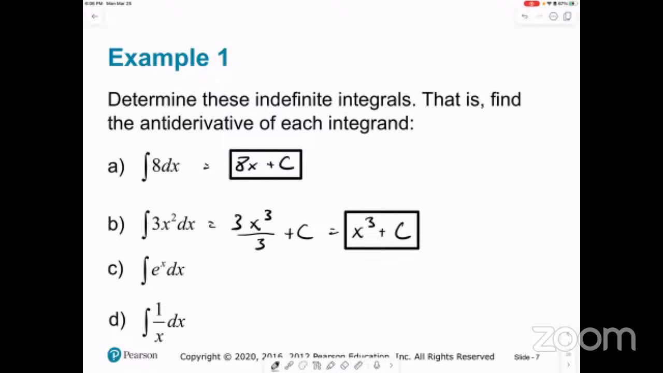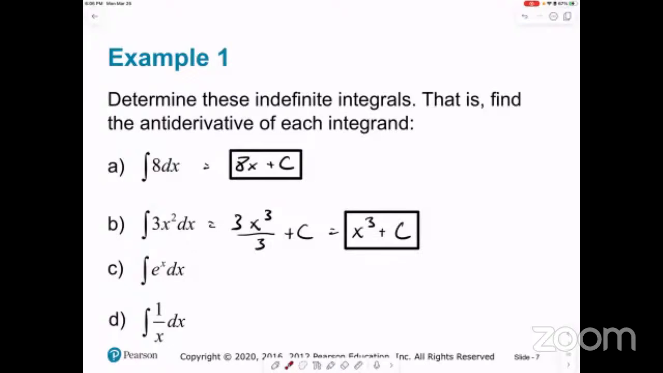Okay. And again, with these, whenever you get an answer, you just check by taking the derivative. The derivative of this is just 8 dx. The derivative of a constant is 0, so we're in the clear. The derivative of x to the power of 3 is going to be 3x squared, so that checks out. And again, the derivative of a constant is 0, right? So then it'll bring us back to here, okay?